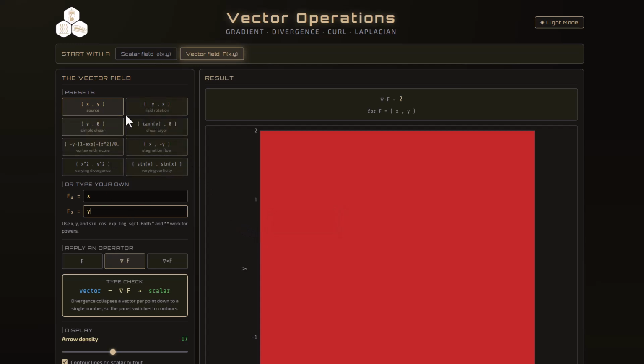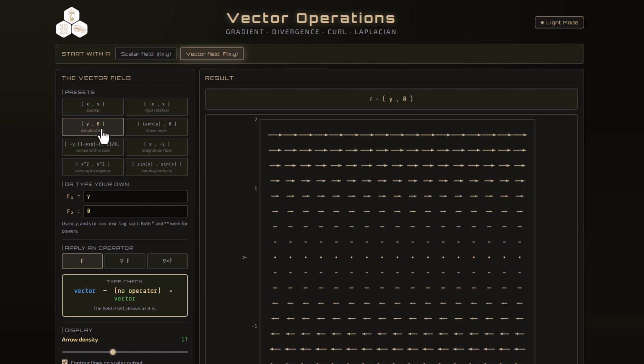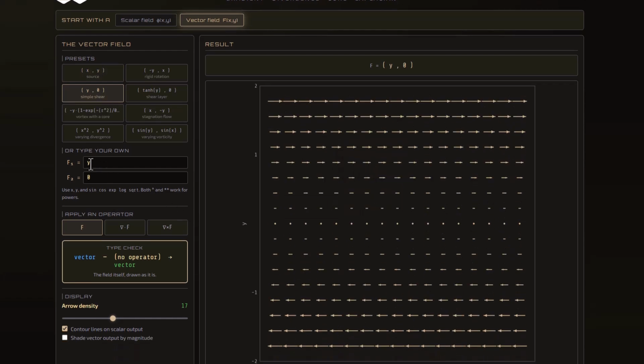Let's take a look at another function here. Let's try this one. So now I've got f1 is y, f2 is 0. So my vector field has no y component, and its x component depends on y. As we go up in y, our x component gets stronger. I can see that by the size of these vectors.